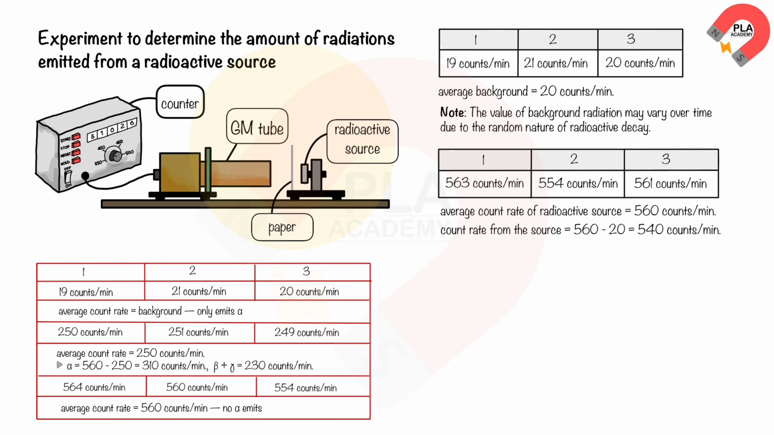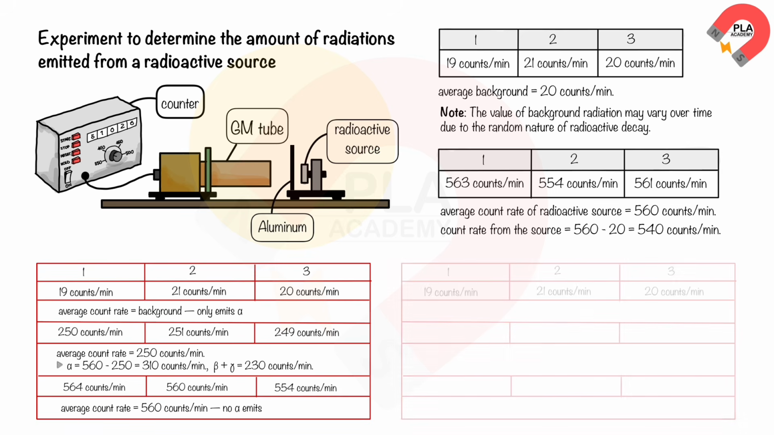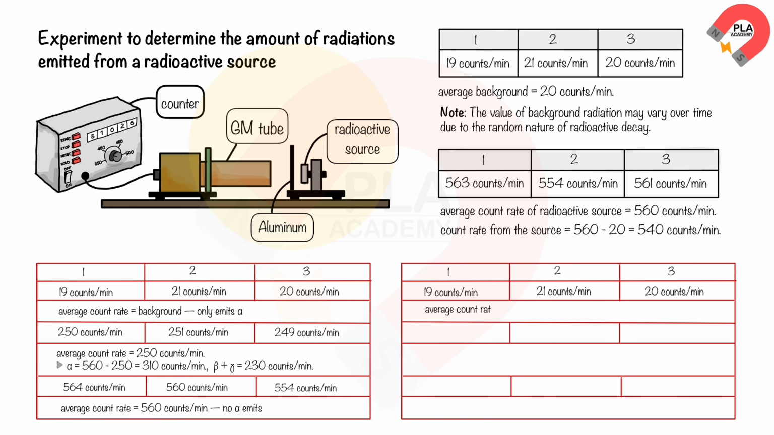Fourth method, to measure the count rate of the radioactive source with thick aluminum. Thick aluminum stops both alpha and beta particles, so their count rates will not be detected by the GM tube. If the average count rate is approximately equal to background radiation, it means the source has no gamma rays. If the average count rate is more than background radiation, but less than 560 counts per minute, then some of the source's radiation is gamma rays, while the rest is beta or alpha.